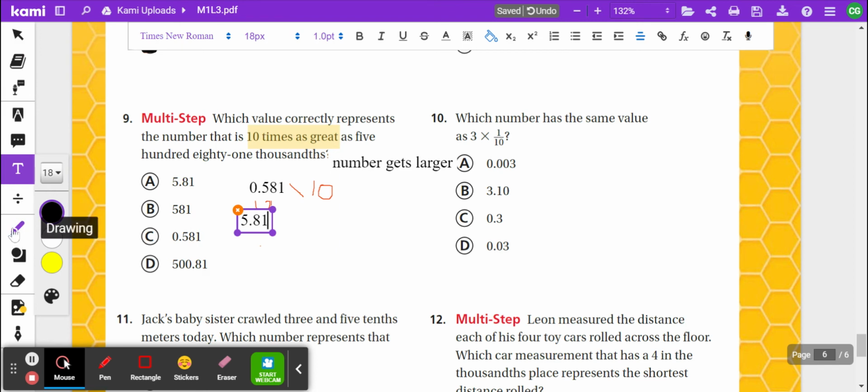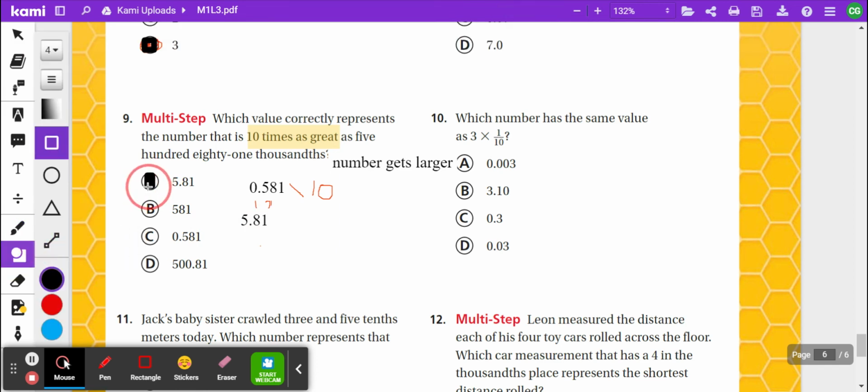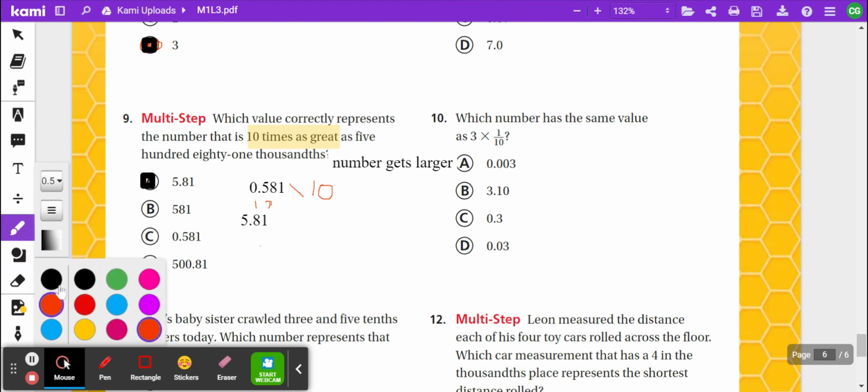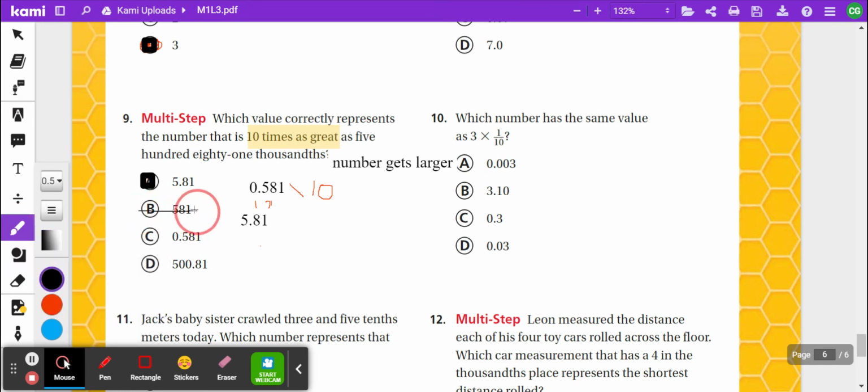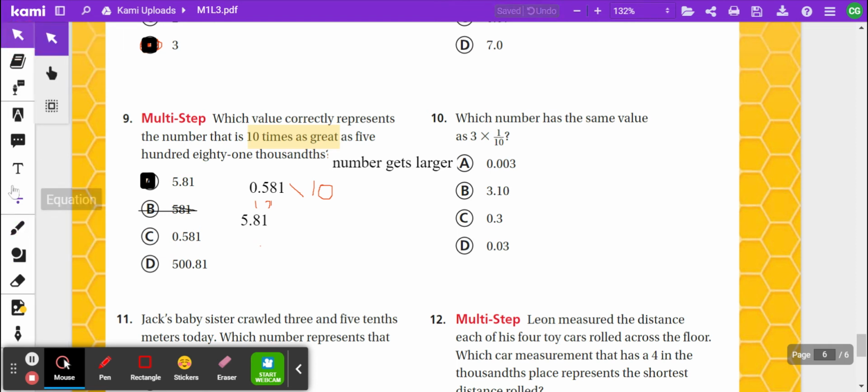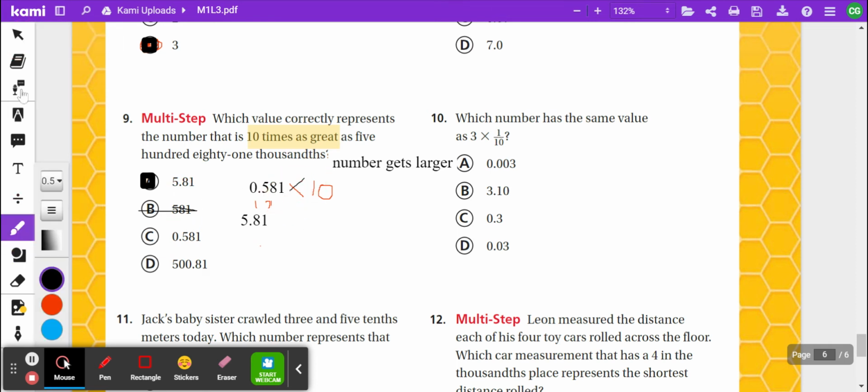We can eliminate, process of elimination really quickly here. Now we know that it's not going to be 581 wholes. That's way, way too big. So I'm going to eliminate that one. We know that it can't stay the same because we said it was 10 times the amount. So that doesn't work out there. And it's not 500. So it wasn't 100 times. It was just 10 times. So that absolutely doesn't work.